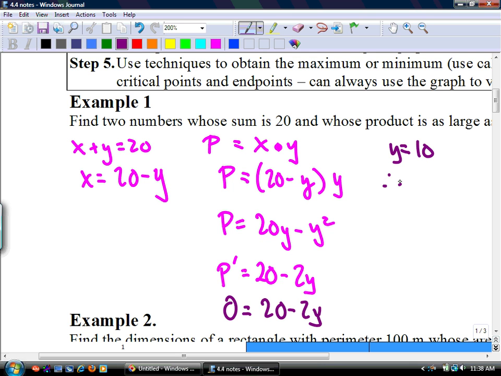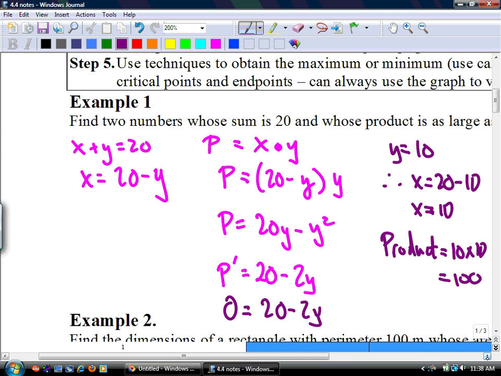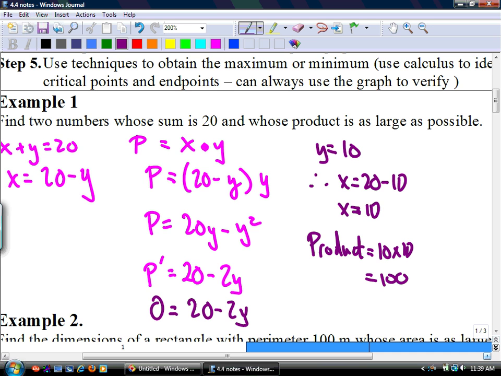Make a conclusion about x now. x is 20 minus 10. x is 10. What's the product? 10 times 10, 100. Remember questions like this in Math 11? Okay, now how do we know that this is a maximum? All we've done is found the critical point. Critical points can be maximums or minimums.